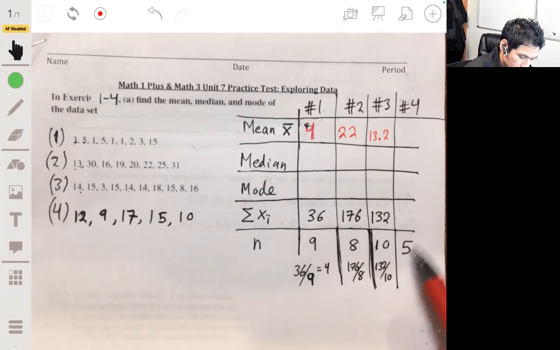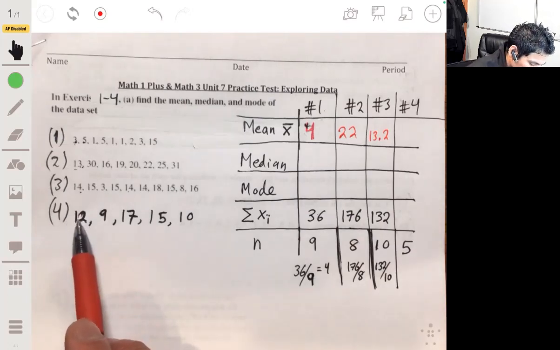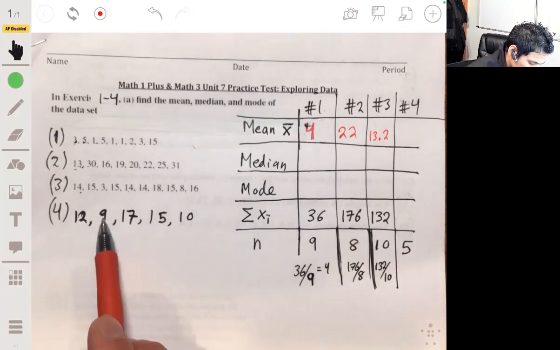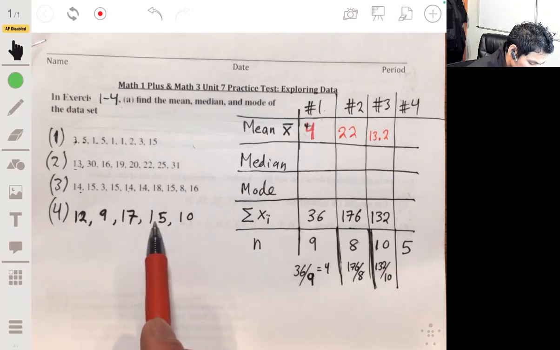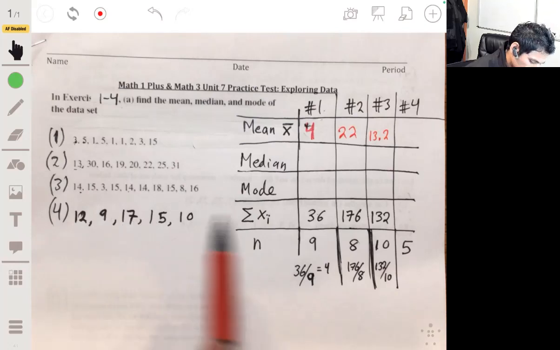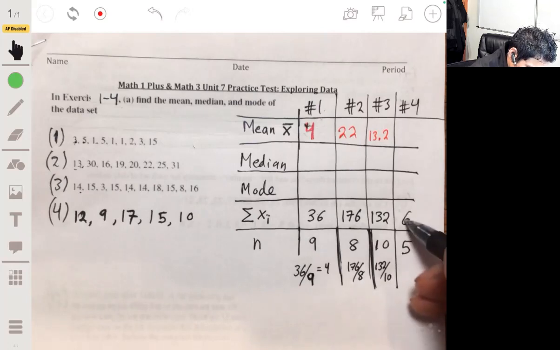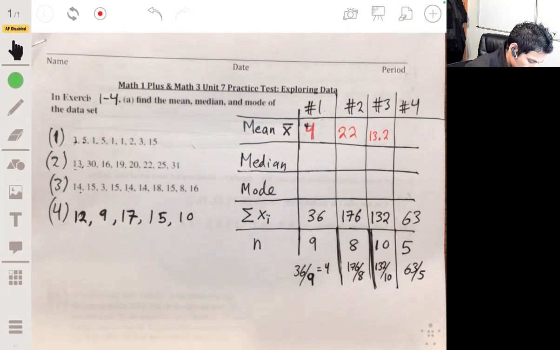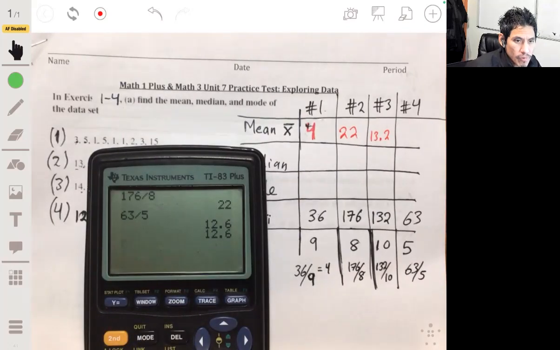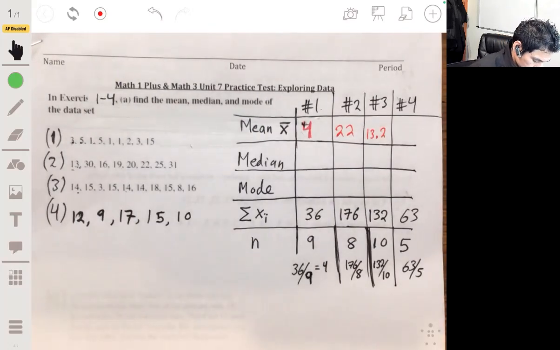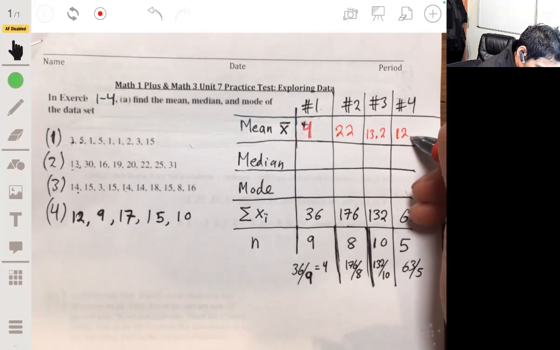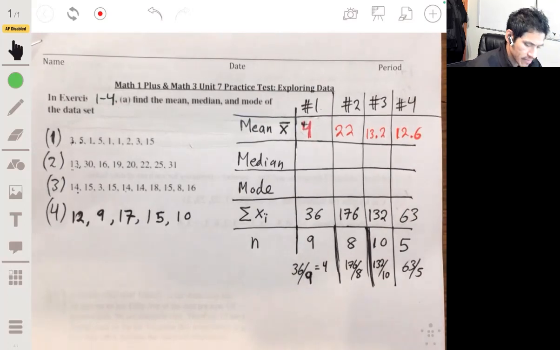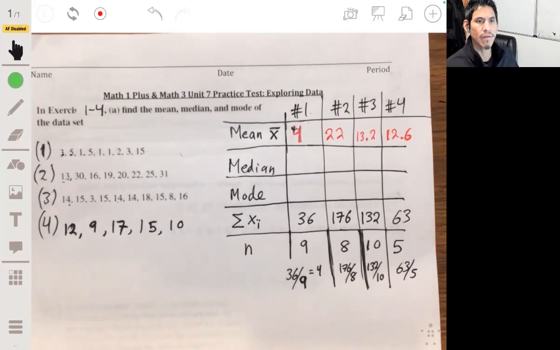And then lastly, for problem 4, we add these up. 21, 28, 38, 43, 53, 63. And we take 63 and divide it by 5. And we should get like 12 something? 63 divided by 5 is 12.6. So those are the means of those 4 data sets.